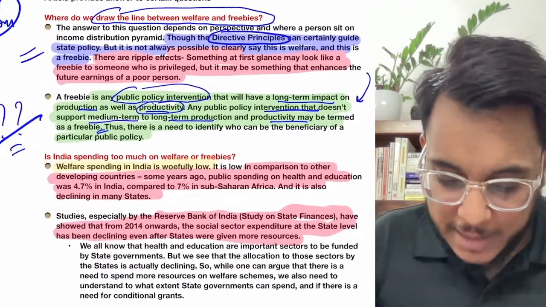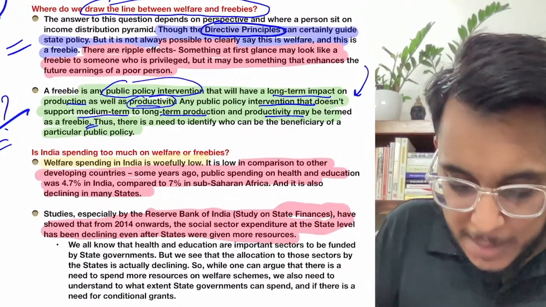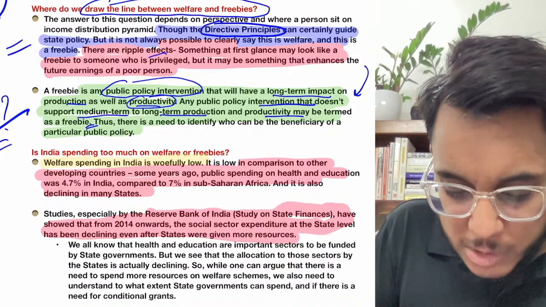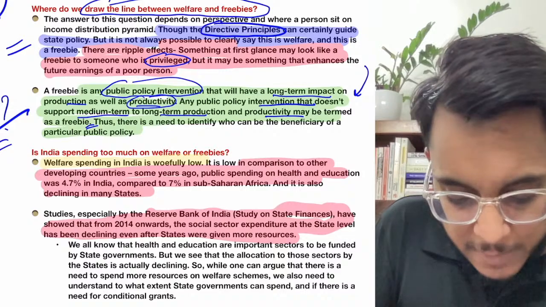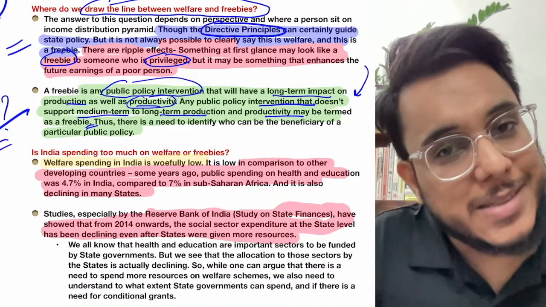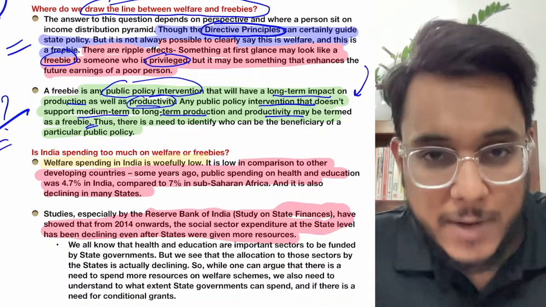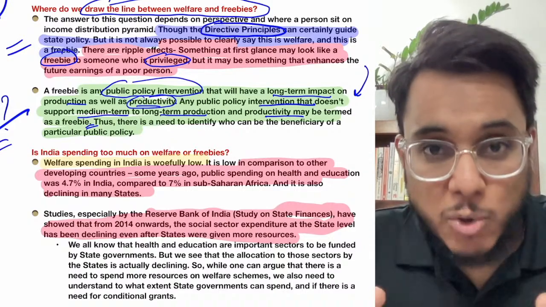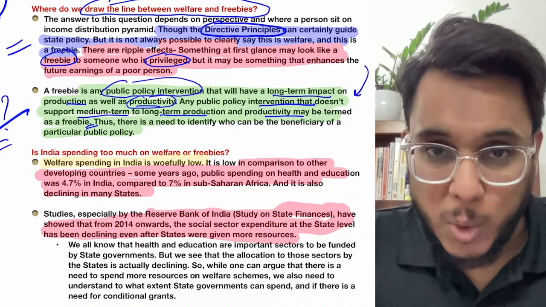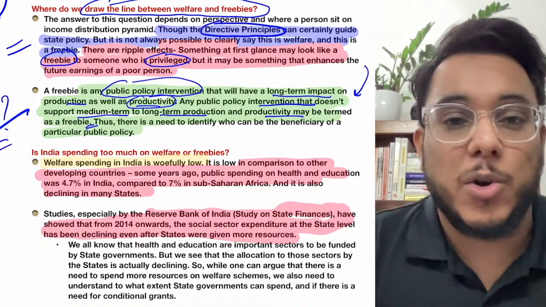Now the issue is that there is a ripple effect. For example, a person who is privileged can say that when free education is being given, it is a freebie. Why? Because that person can afford it, so for them it is a freebie. But for a poor person, free education is not a freebie. For him, free education is the social justice program, because he cannot afford it.